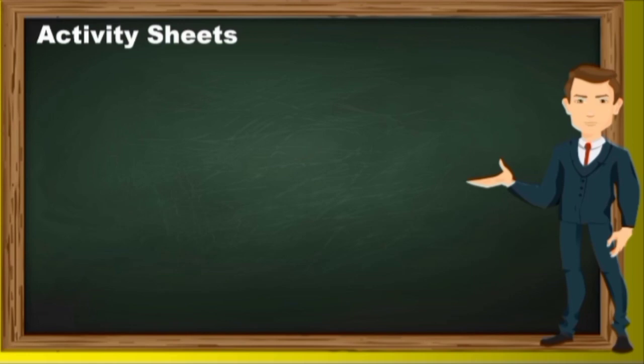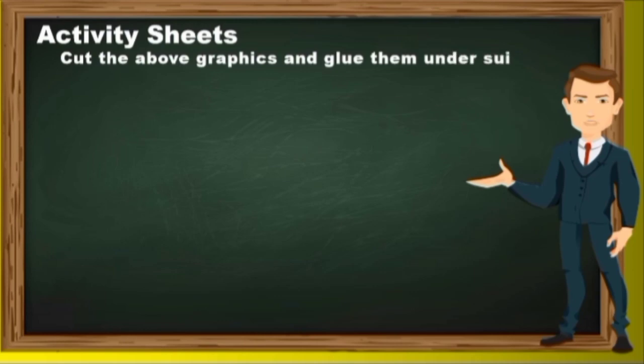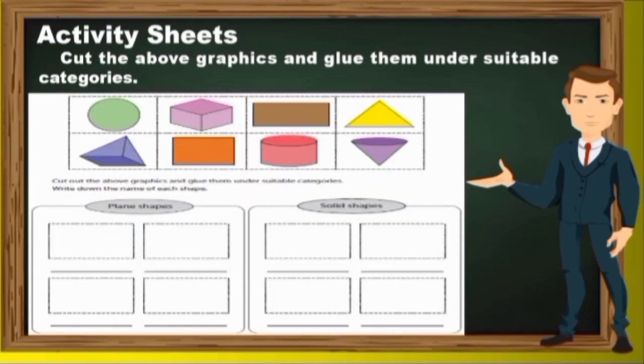Let us have your first activity sheet. You need to cut the above graphics and glue them under the suitable categories. All of you will receive printed materials that you need to cut, and paste the pictures in their proper group of shapes. Are you ready, class? Okay, you may start.